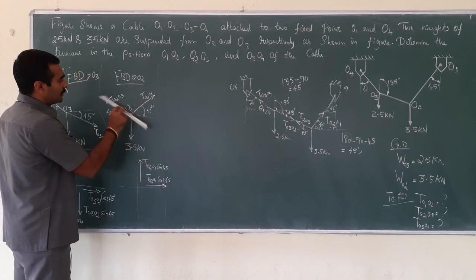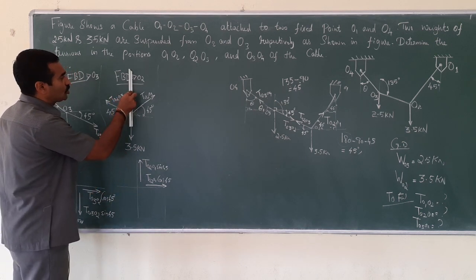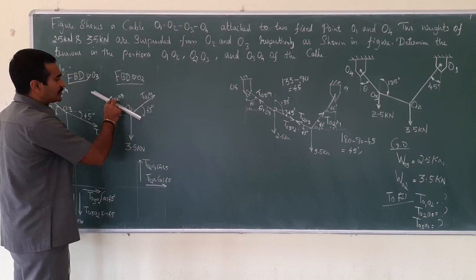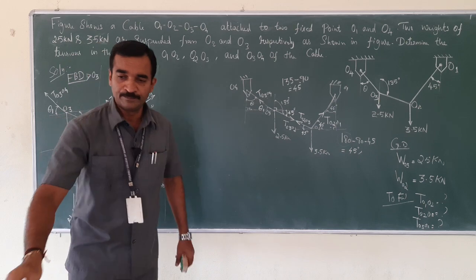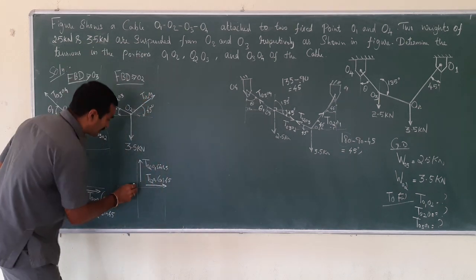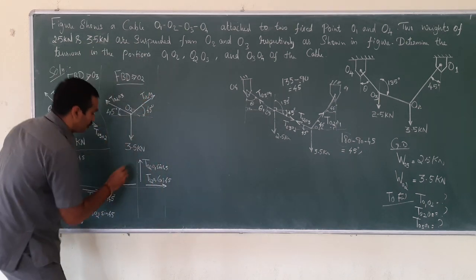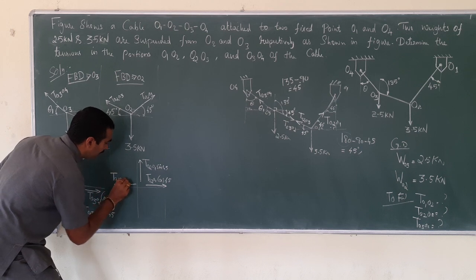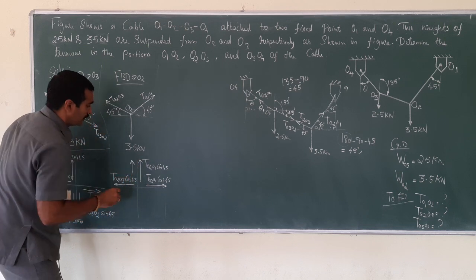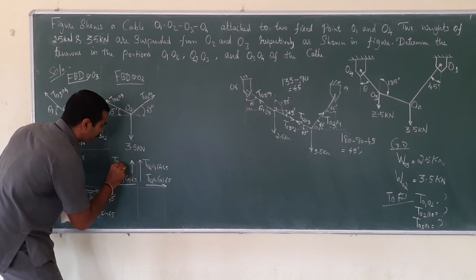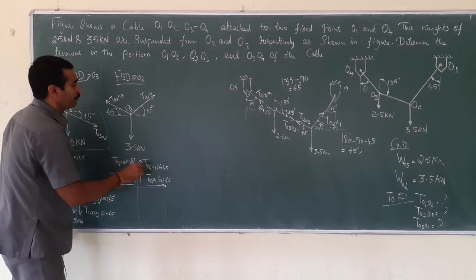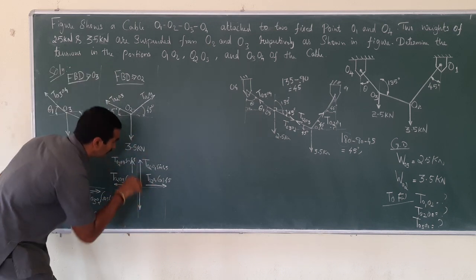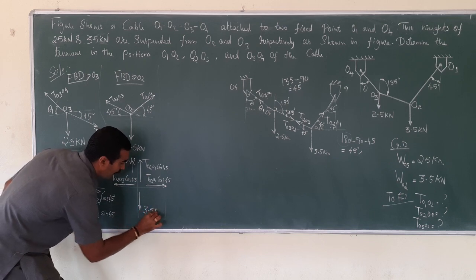And this force, nearest vertical could be positive y direction, and nearest horizontal could be in the negative x direction. So, this can be written as T O2 O3 cos 45, and its vertical component can be T O2 O3 sin 45, and its weight, which will act vertically downwards, of magnitude 3.5 kilonewton.